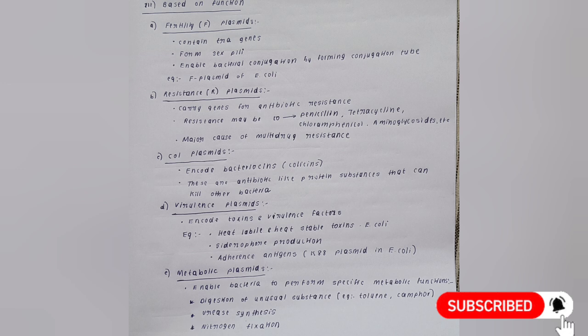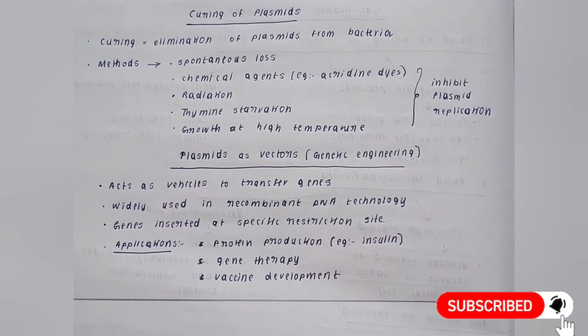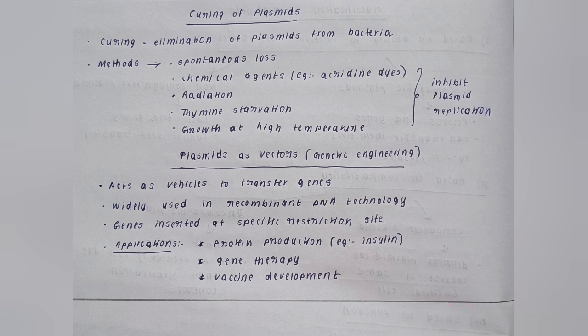Urease basically helps in the production of ammonia, so it helps the bacteria to tackle an acidic environment. They use this urease, produce ammonia, and then they make the environment alkaline, so that helps them. And also nitrogen fixation. Then curing of plasmids. What is curing? Curing is basically elimination of plasmids from bacteria.